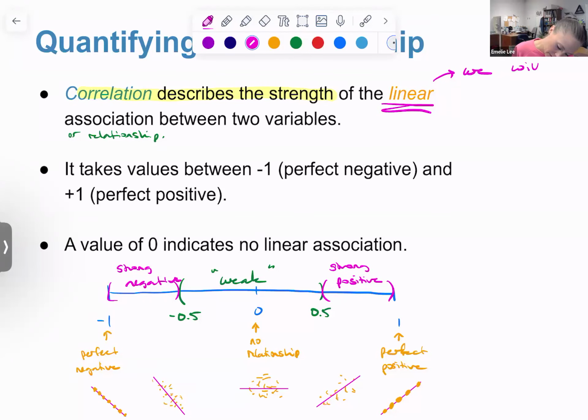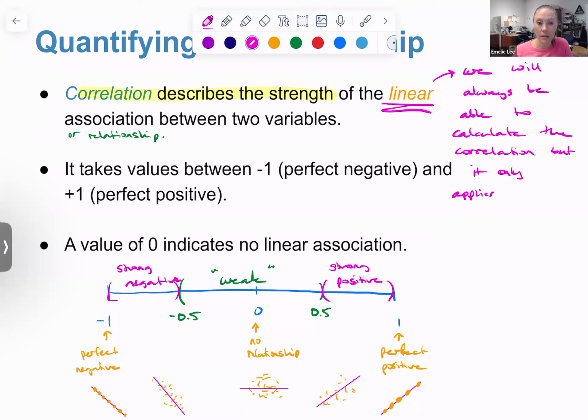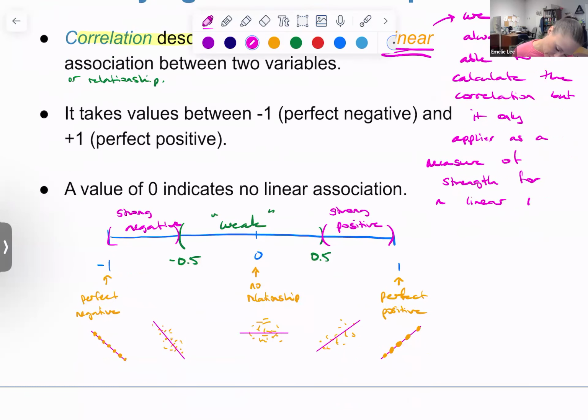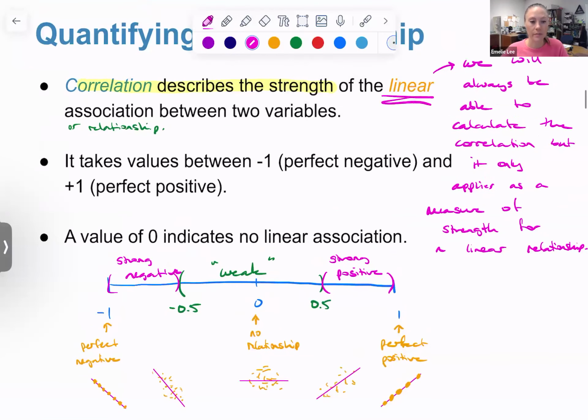So we will always be able to calculate the correlation, but it only applies as a measure of strength for a linear relationship. That's really important. Okay.